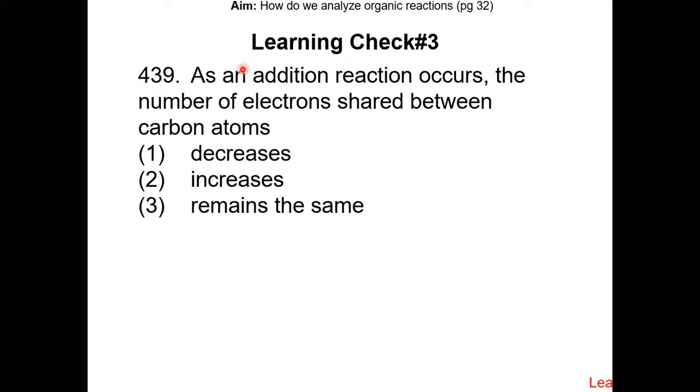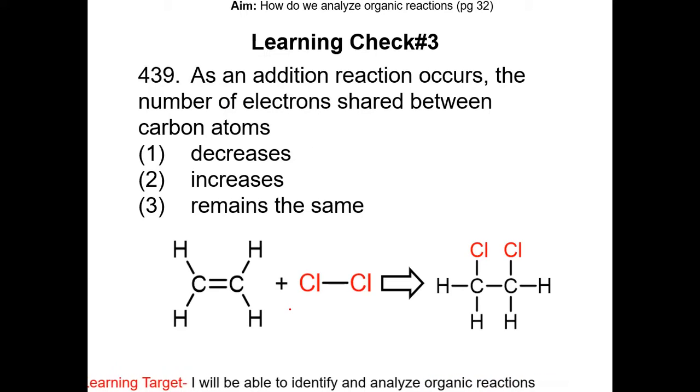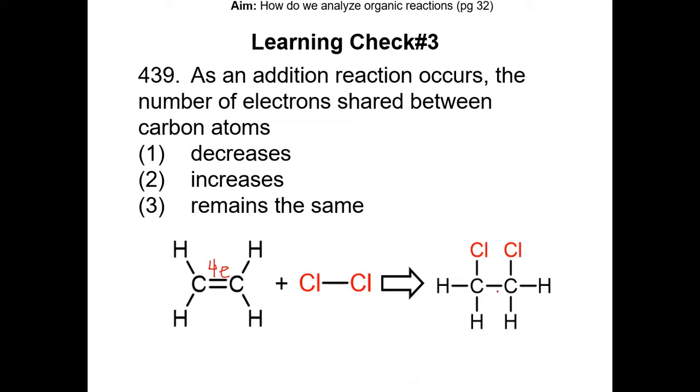Learning check number 3. As an addition reaction occurs, the number of electrons shared between the carbon atoms does what? Pause the video. Resume as completed. Let's analyze an addition reaction. In the reactants, there is a carbon-carbon double bond, which is 4 electrons. In the products, the carbon-carbon bond is a single bond, which is 2 electrons. Therefore, the number of electrons decreases. Choice 1.